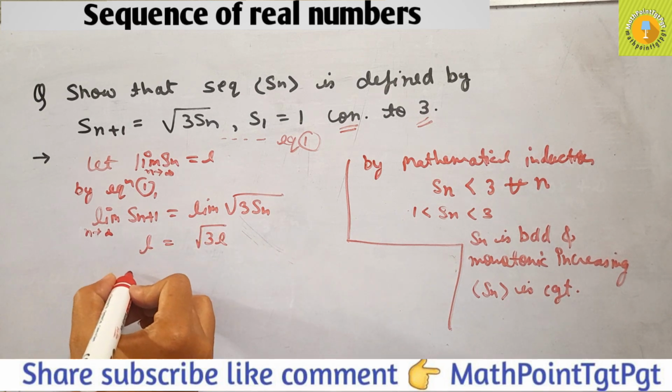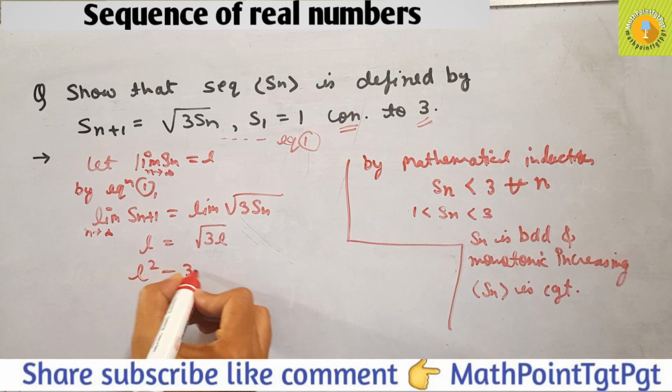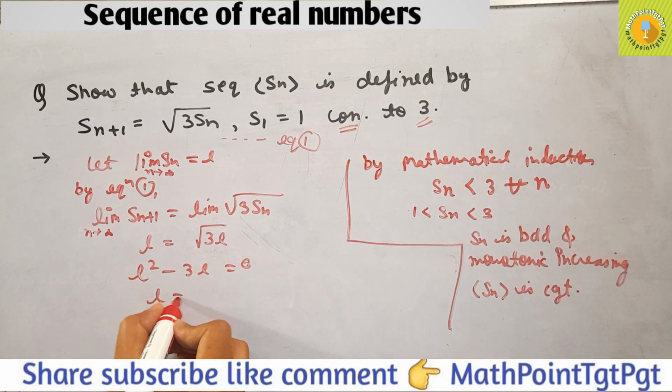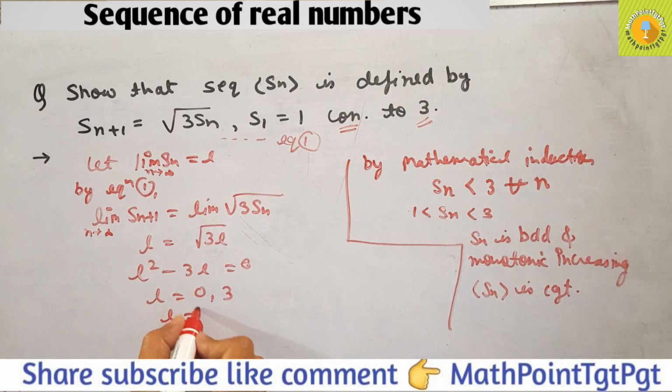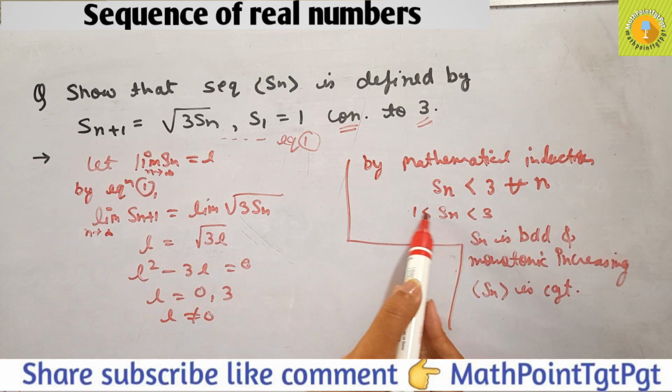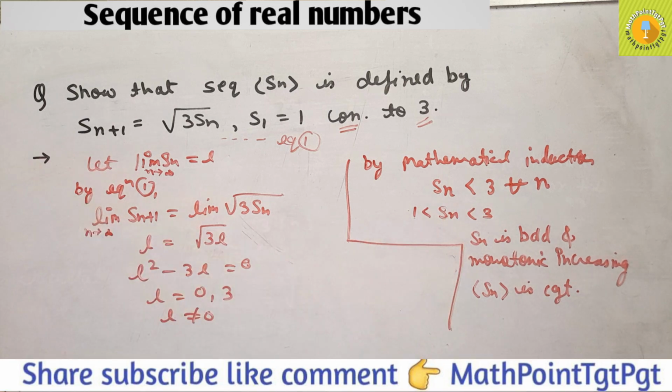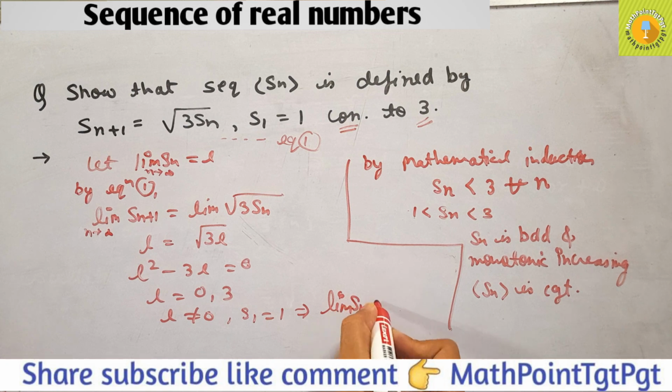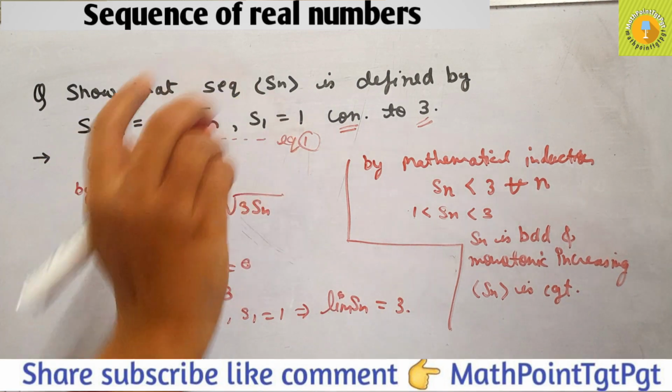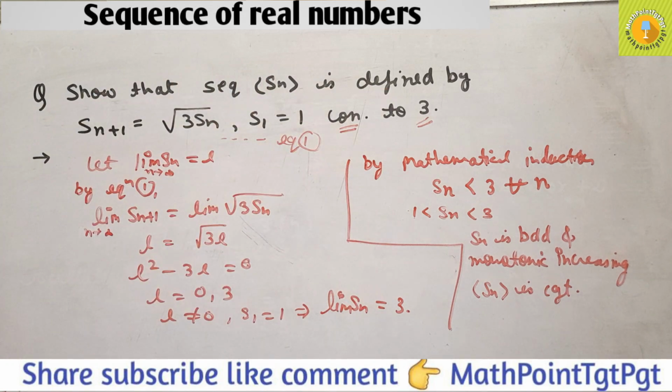By solving this we get L squared minus 3L equals 0, so L is 0 or 3. But here L can't be 0 because all terms are greater than or equal to 1, since S1 is 1. So the limit of Sn is finally 3, and our sequence Sn converges to 3.